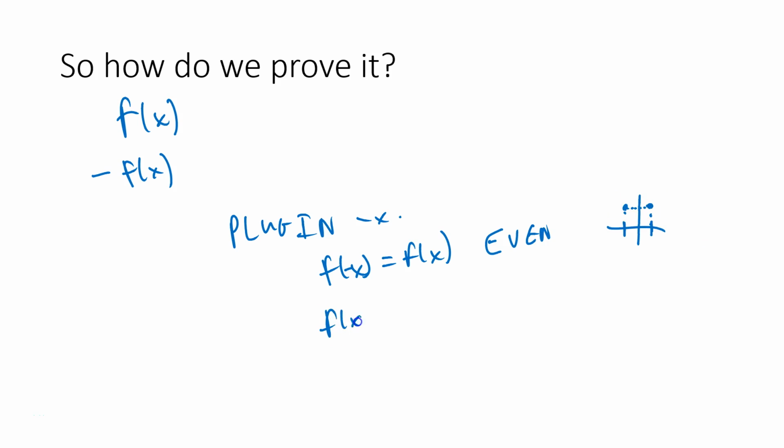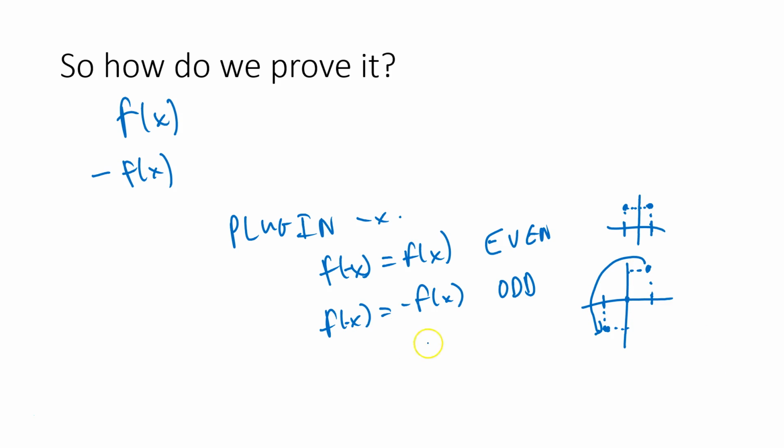If you plug in f of negative x and you get negative f of x, that would mean that it's odd, because what that's saying is you plug in positive x and negative x, they're going to go to different spots on the opposite sides of the axis. So you have a point up here and a point down here. That's where you have that origin symmetry. It's coming around the origin all the way 180 degrees. You have an odd function.